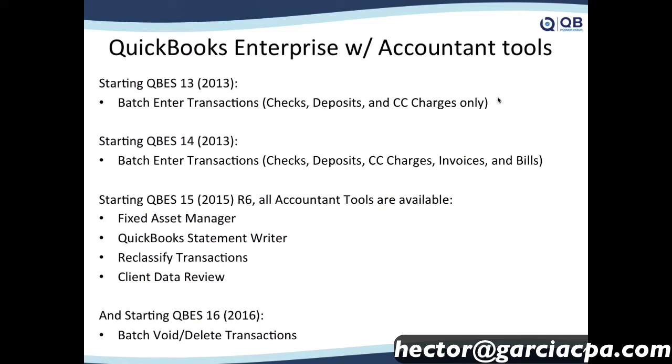For example, in 2013, the batch enter transactions feature that was in QuickBooks Accountant was added to Enterprise. In 2014, the upgrade to batch enter, where they added invoices and bills, was also added to Enterprise. In 2015, specifically on release 6, all the accountant tools were added: client data review, statement writer, reclassify transactions, fixed asset manager. Actually, fixed asset manager was there before, kind of hidden, and statement writer too. But the client data review, which includes the reclassify tool, my favorite one, was added. And now with 2016, the batch void and delete transactions was added as well.